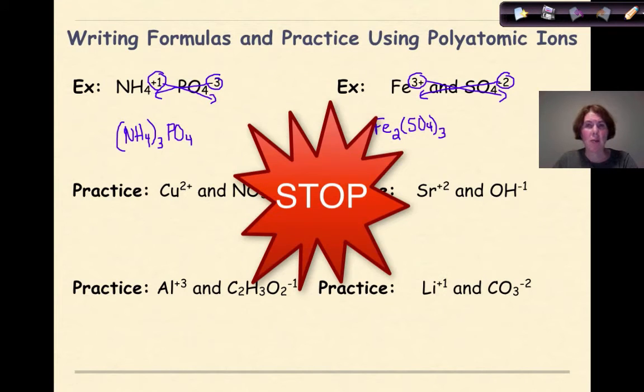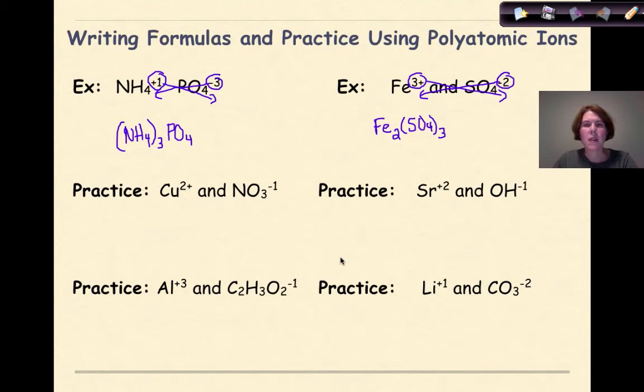Now I want you to stop, take a moment, see if you can do these 4 practice problems, come back and check your work. Welcome back. Let's see how you did. So I have Cu plus 2, NO3 minus 1. So the plus 2 is going to go down here. The minus 1 is going to go down here. So my formula here would be Cu, parentheses, NO3, and parentheses 2, subscripted 2. The 1 and the negative sign not coming down.